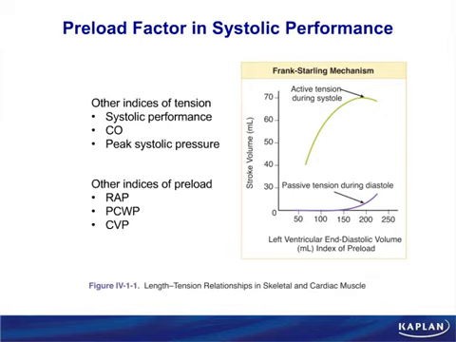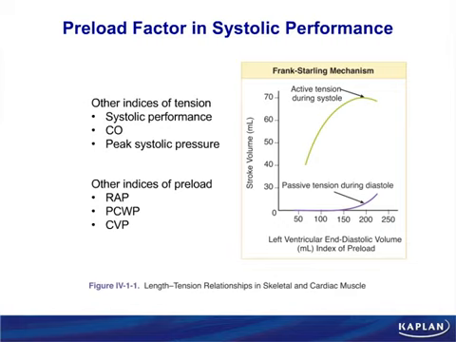Remember systolic performance. What does the ventricle do in systole? Two things, pressurizes and ejects. So stroke volume represents ejection. We could just use the term systolic performance, which means both pressurization and ejection. I could also use cardiac output, because cardiac output is simply stroke volume times heart rate. And then, since it pressurizes, I could also use peak systolic pressure.